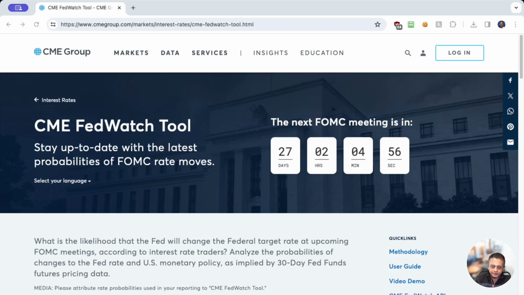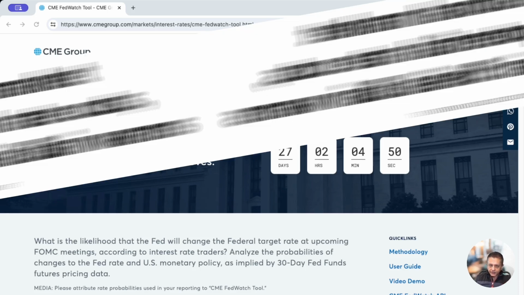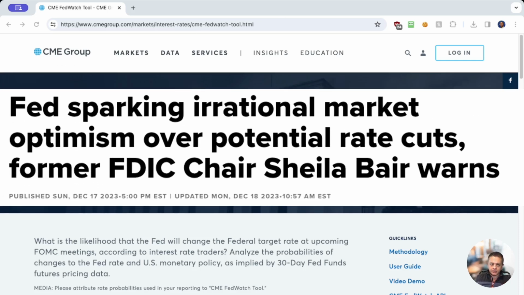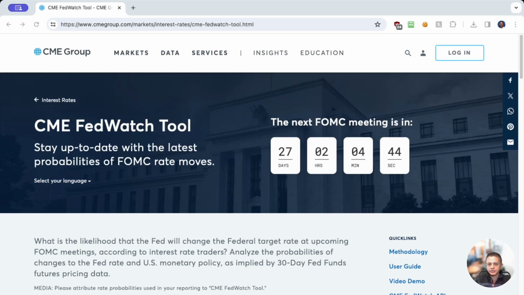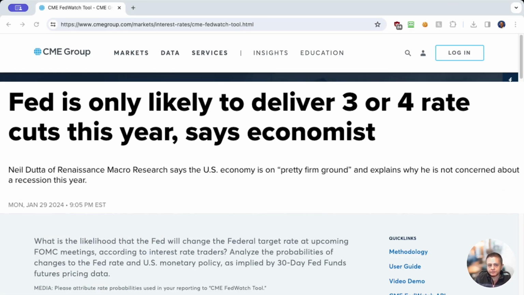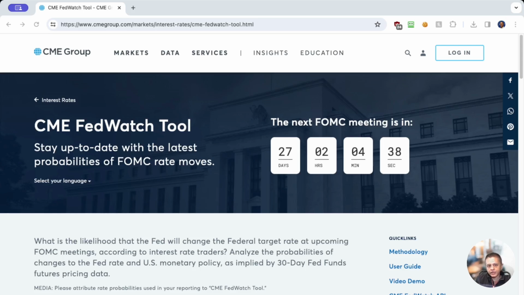So if you go back 6 months ago, markets were expecting like 7 rate cuts this year. But now, if you look at the probabilities, there are only 4 rate cuts being priced in. So the probabilities are more accurate as the FOMC meeting date nears. So if there is a meeting coming up in 5 days, then you can look at this tool and figure out what the market is expecting.